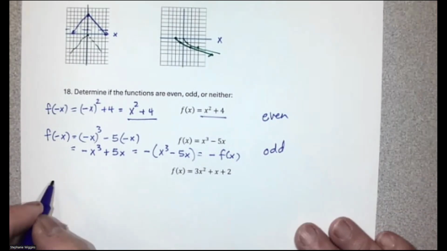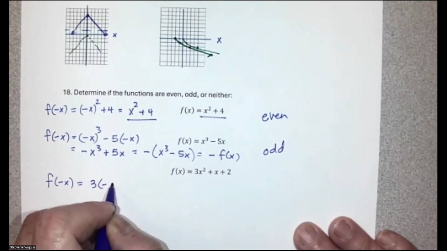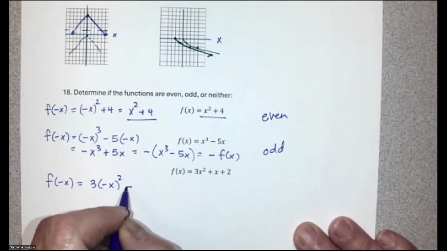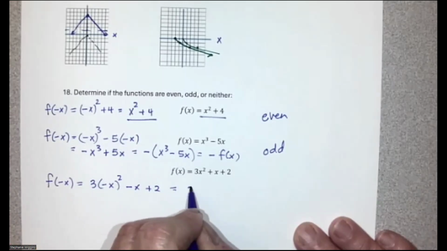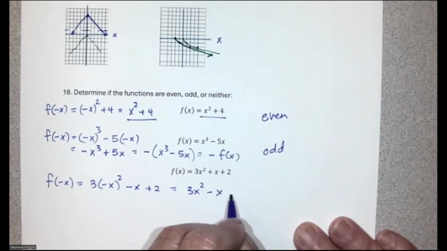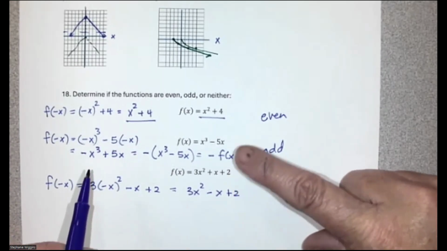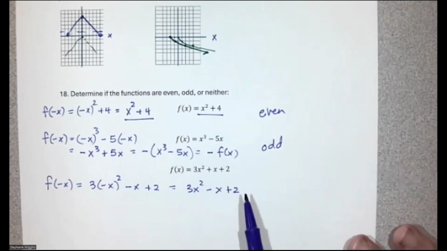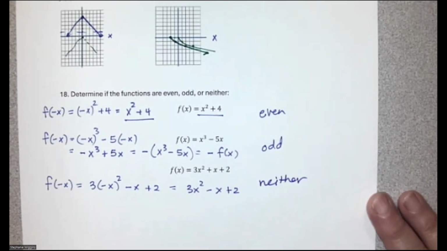And finally, here I'm plugging in f of minus x. I get 3 times minus x squared minus x plus 2, which is 3x squared minus x plus 2. And this is neither the opposite or the same. It's something entirely different. So it's neither even nor odd.